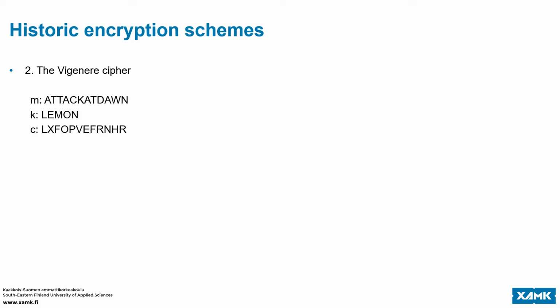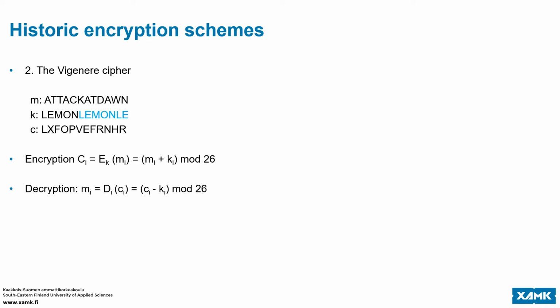So let's say we had a message that's going to be "attack at dawn." Then we have a key that's going to be "lemon." And now we use this key to produce some ciphertext. First of all, we have to pad out this key to be as long as the original message.